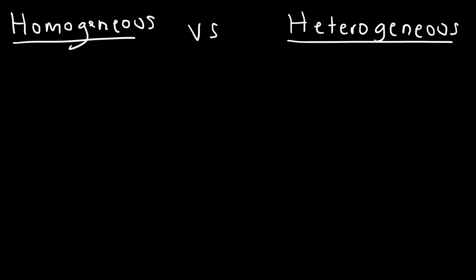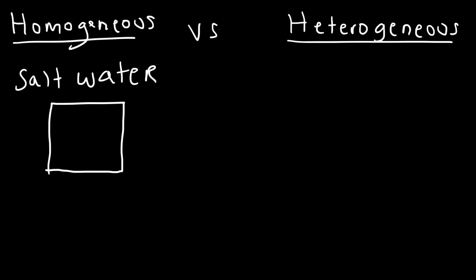So let me give you an example. Salt water is a homogeneous mixture. When you look at salt water, all you could see is one clear solution. You don't see two distinguishable parts. You can only see one visible part.